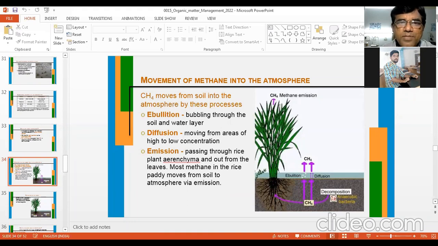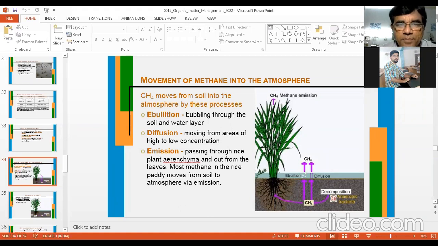So methane comes in the form of bubbles through the water, and it comes to the atmosphere. This is ebullition. Second is diffusion, moving from areas of high to low concentration. So when methane is produced in rice soil and gets accumulated under pressure, it will slowly start moving through the process of diffusion.